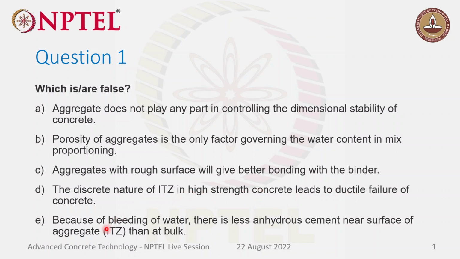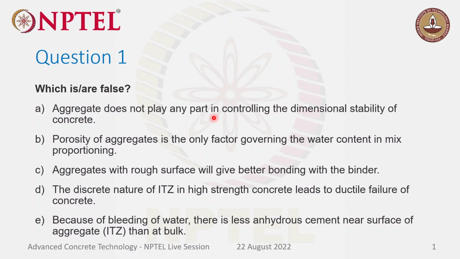Okay, and the fifth statement is because of bleeding of water there is less anhydrous cement near the surface of aggregate than at bulk. Okay, yes, they are saying bleeding of water is the reason for this. Here you should not pick the right statement. You have to pick the wrong statements.